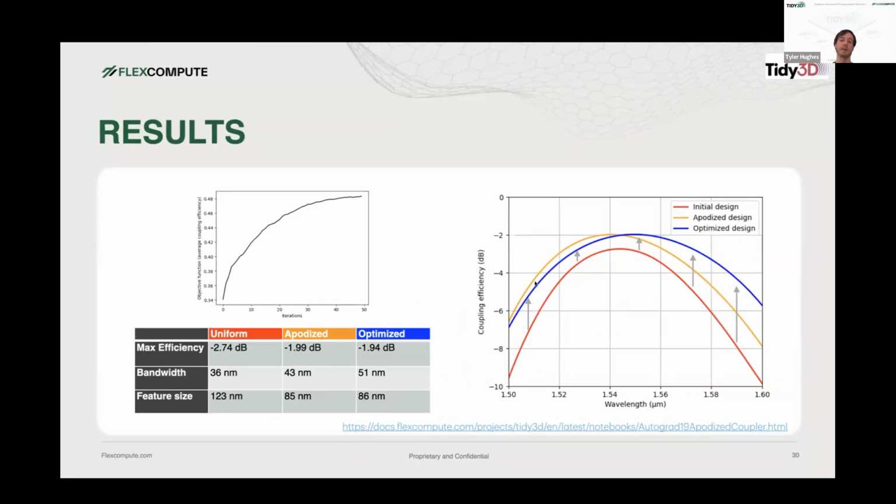And we actually saw a pretty good improvement in both the coupling efficiency and bandwidth. And what was interesting is it looked like an apodized grating coupler, where the teeth were actually getting smaller as you move along. So we then loaded up an apodized grating coupler design in orange here, and you can see we basically get the same performance, maybe better bandwidth.